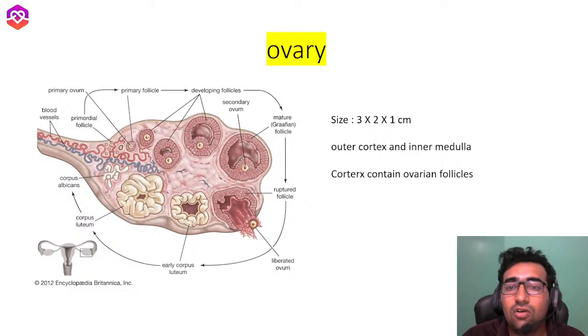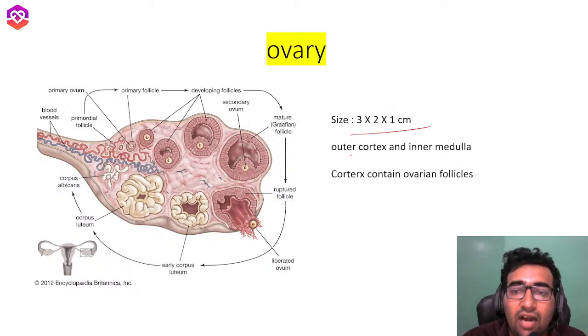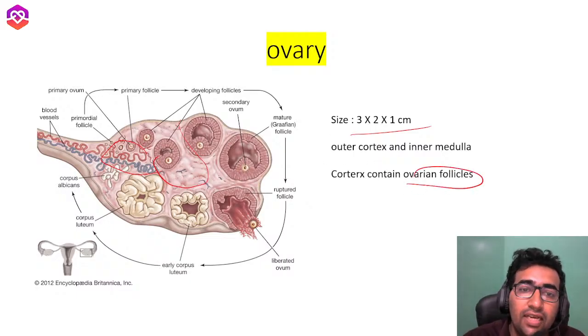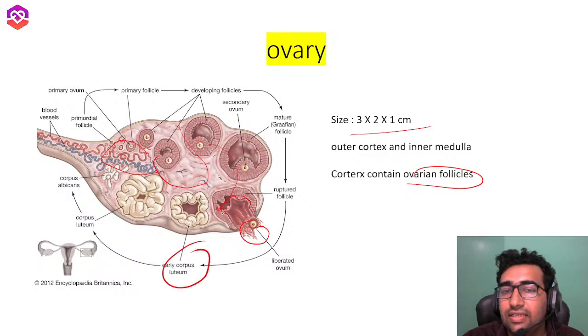Now, regarding the ovary. Somebody may ask you the size of the ovary: 3 centimeter, 2 centimeter, 1 centimeter dimension. The outer part has the cortex and the inner part has the medulla. The medulla contains blood vessels, but the outer cortex is very significant. It has ovarian follicles. From oogonia, ovarian follicles are formed, and the ovarian follicle will rupture and release the ovum. The rest of the part becomes the corpus luteum. Everything I will discuss somewhere else.